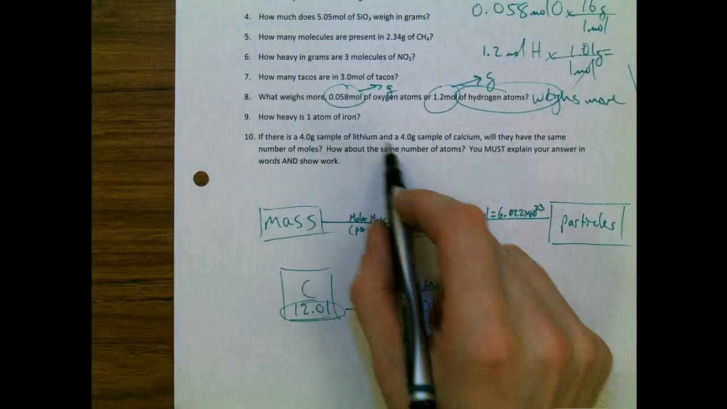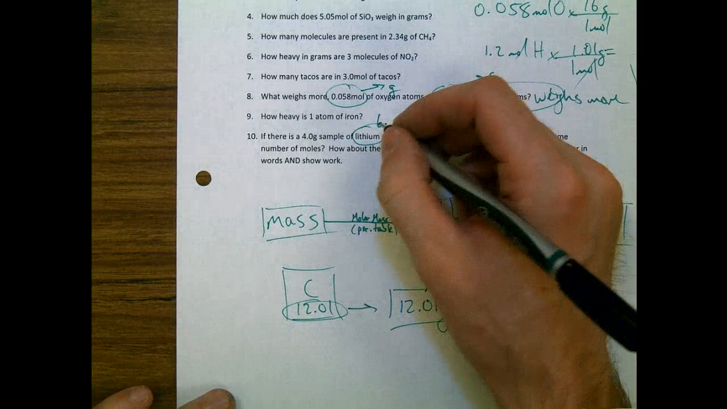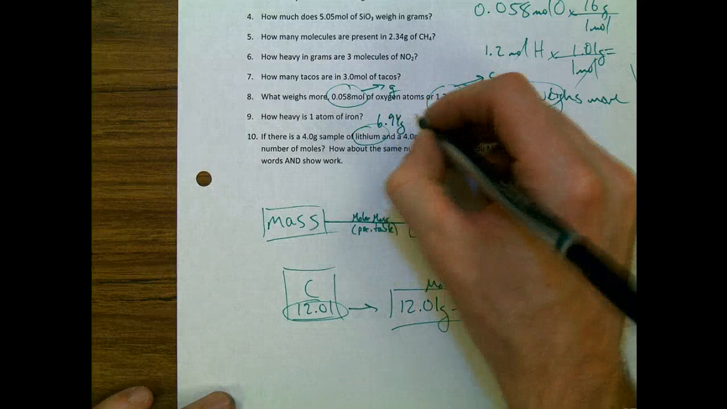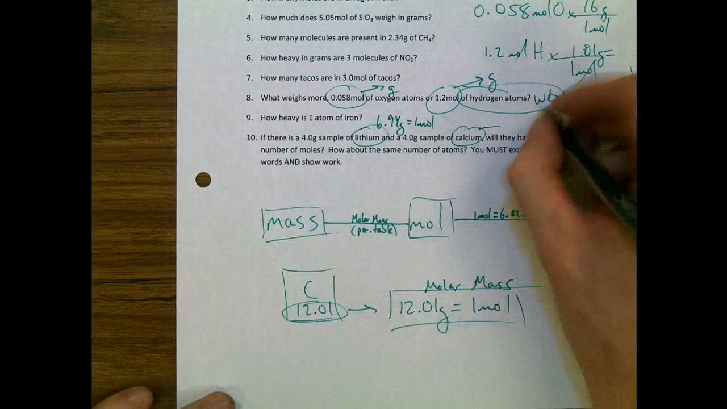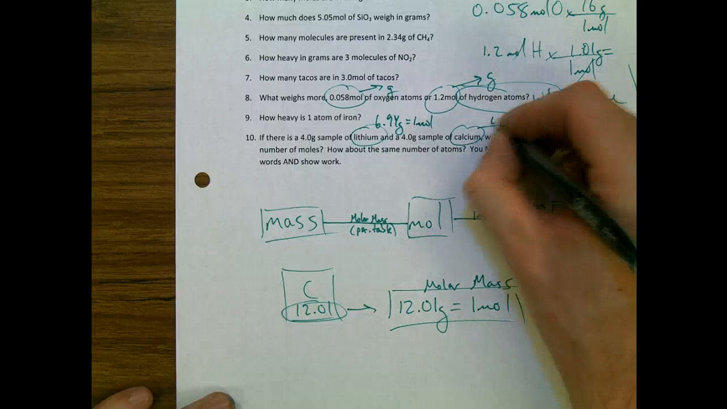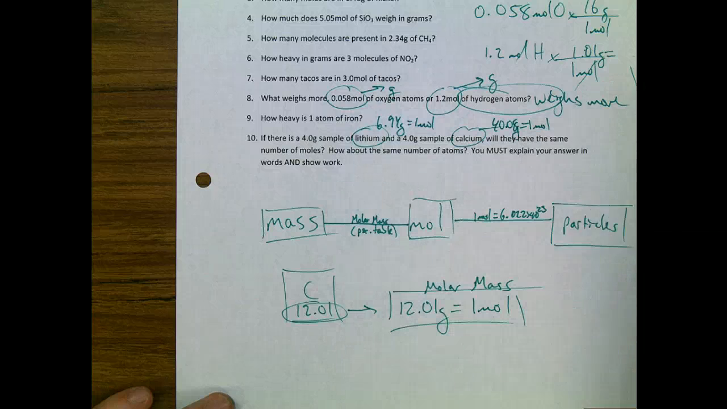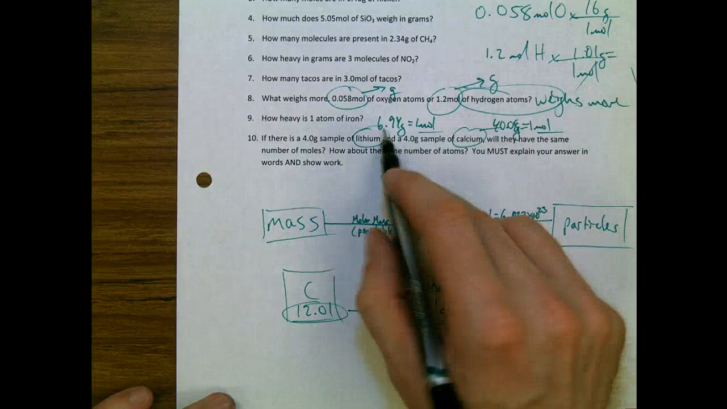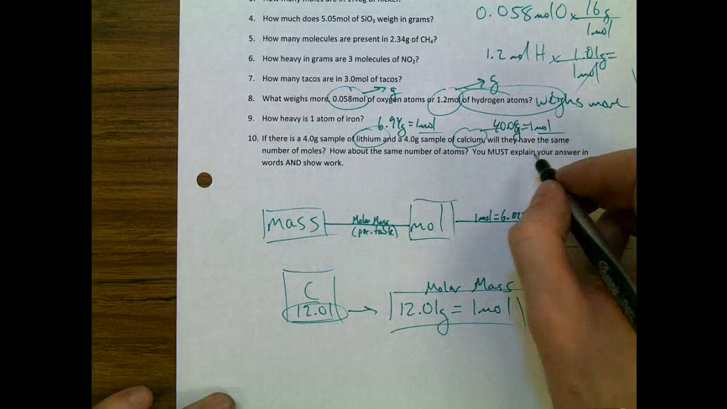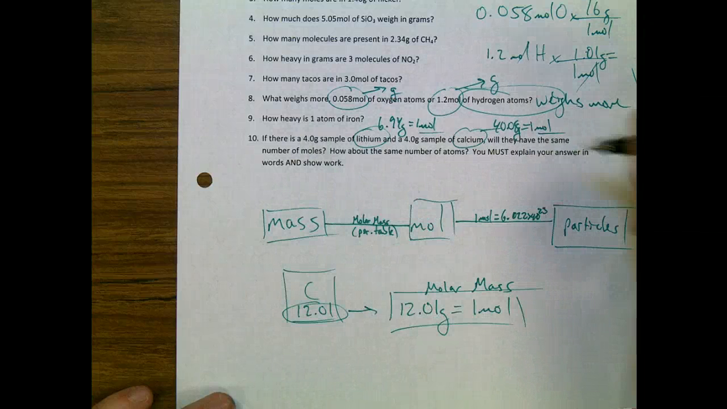If there's 4 grams of lithium and 4 grams of calcium, will they have the same number of moles? Well, the answer is no, because lithium, if you look at the periodic table, I believe it's 6.94 grams of lithium is equal to 1 mole. That's how heavy 1 mole of lithium is. Calcium, 1 mole of calcium weighs 40.08 grams. So if I have 4 grams of lithium and 4 grams of calcium, you'll have different numbers of moles, because when you do your mass to mole conversion, you'll actually end up with way more lithium atoms than you would calcium atoms, or moles, I should say.